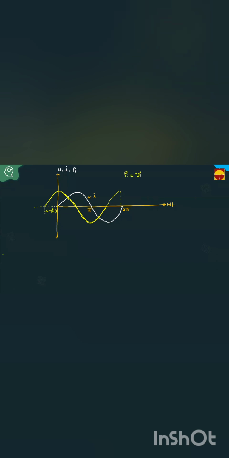Now, how to get instantaneous power, friends? Instantaneous power equal to V into I, the product of voltage into current. You have to draw the product of voltage into current. This is the voltage curve, and this is the current curve. Voltage into current: current is 0, so power is 0. Positive, positive, positive. Here you are getting maximum value.